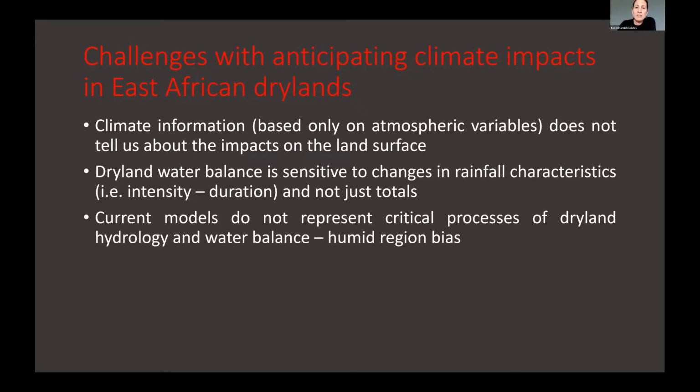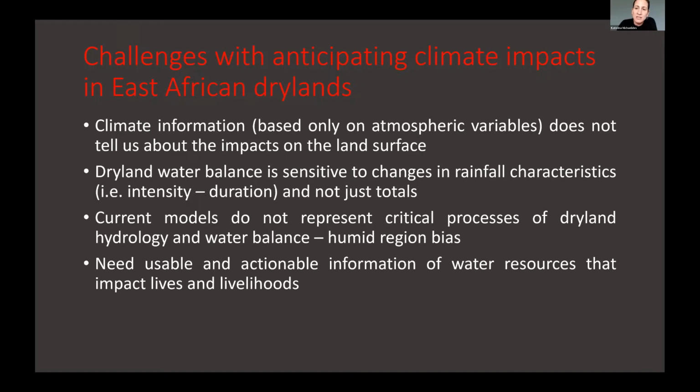And a key hindrance in our current ability to predict climate impacts is that current models that translate climate into water do not represent the critical processes of dryland hydrology and the water balance. They have a humid region bias and exclude some very important processes that occur in drylands. And actually what we need is some projection going forward of usable and actionable information of water resources that people on the ground can use to make decisions about adaptation for their livelihoods.